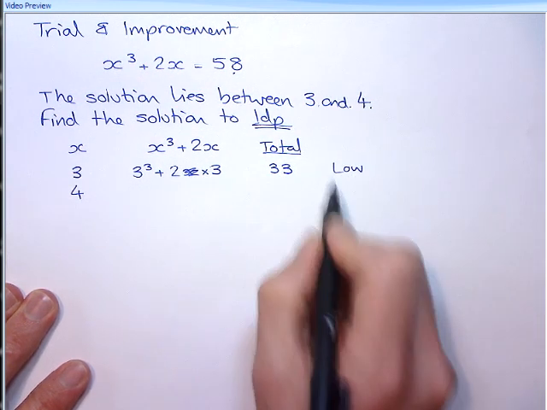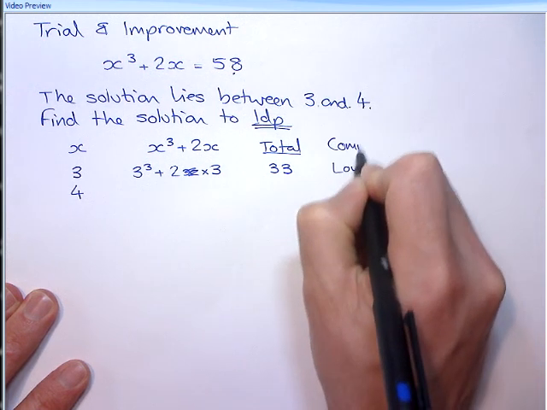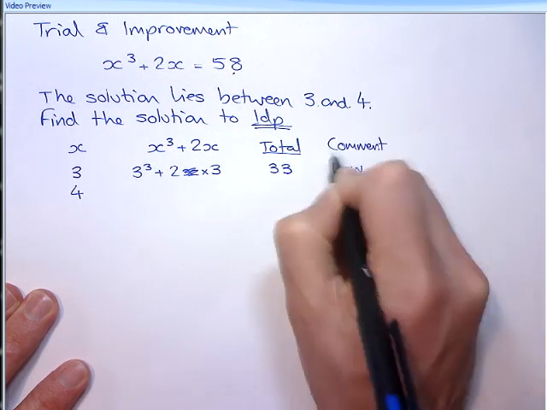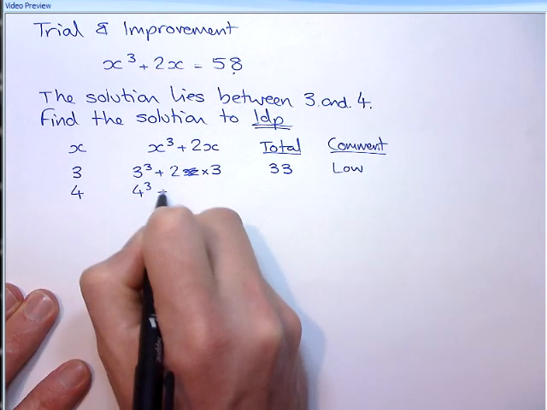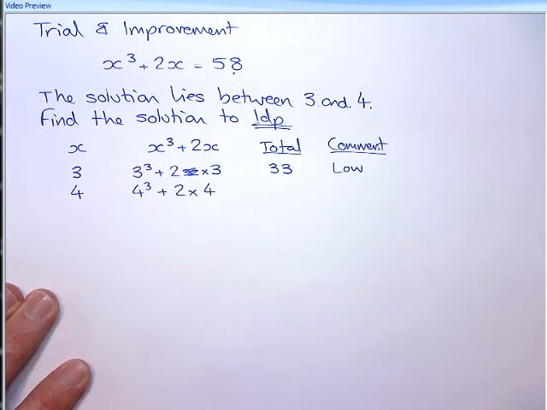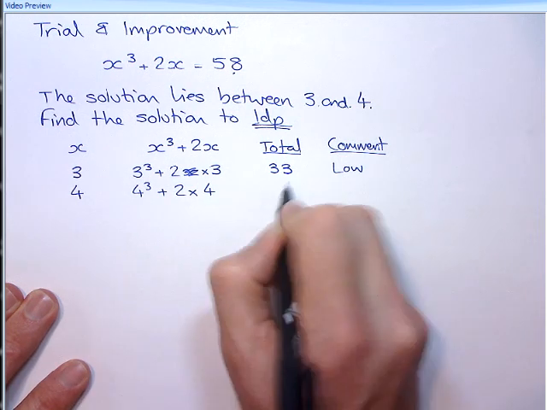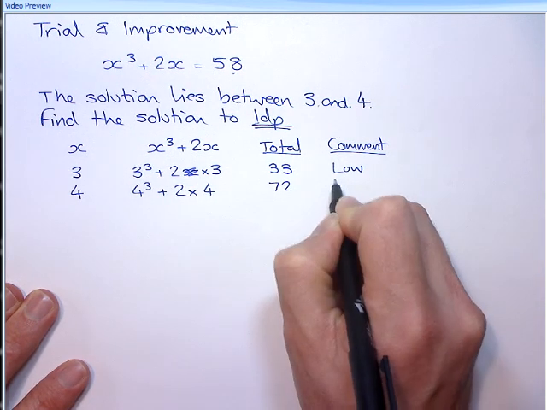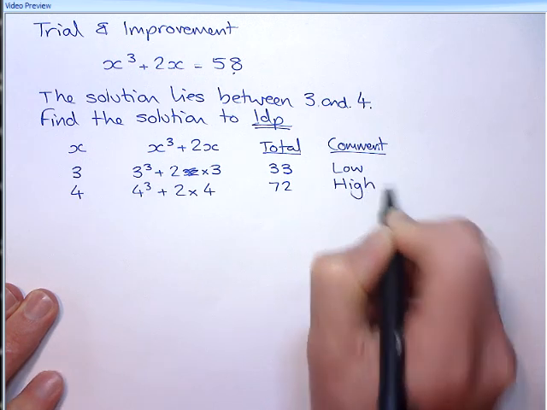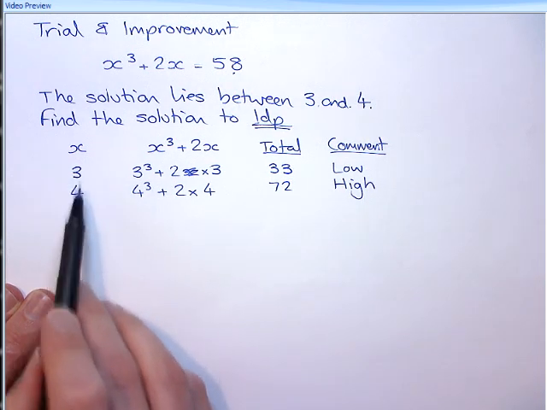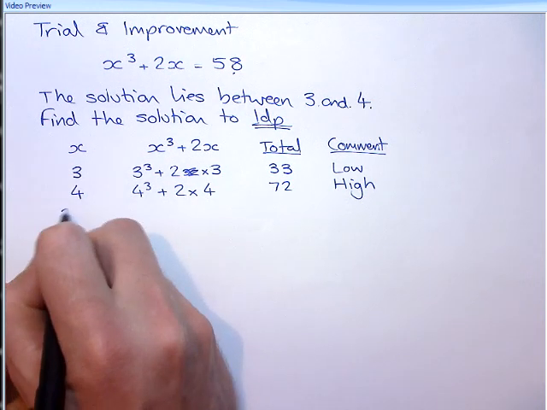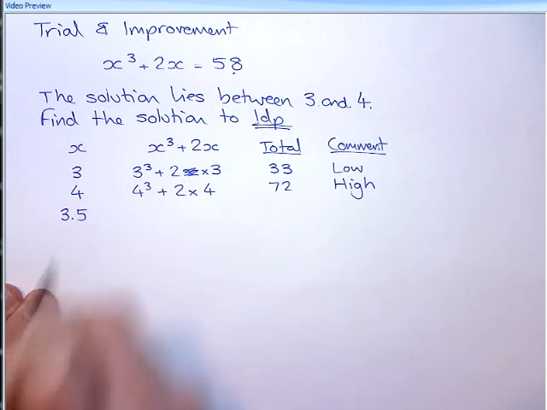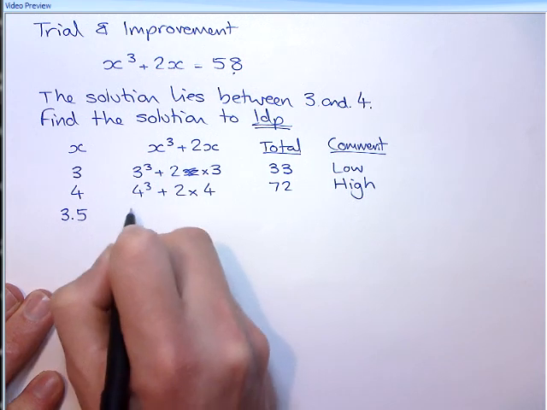It's always good to write a comment. If you want to, you can write even a comment heading. Now if we do the same with 4, so it's 4 cubed plus 2 lots of 4, that is of course 72, which is too high. So now we have to think about where we're going to guess these numbers. 58 is roughly in the middle, so I'm going to go in the middle, and then hopefully that will give me a better idea where to guess.